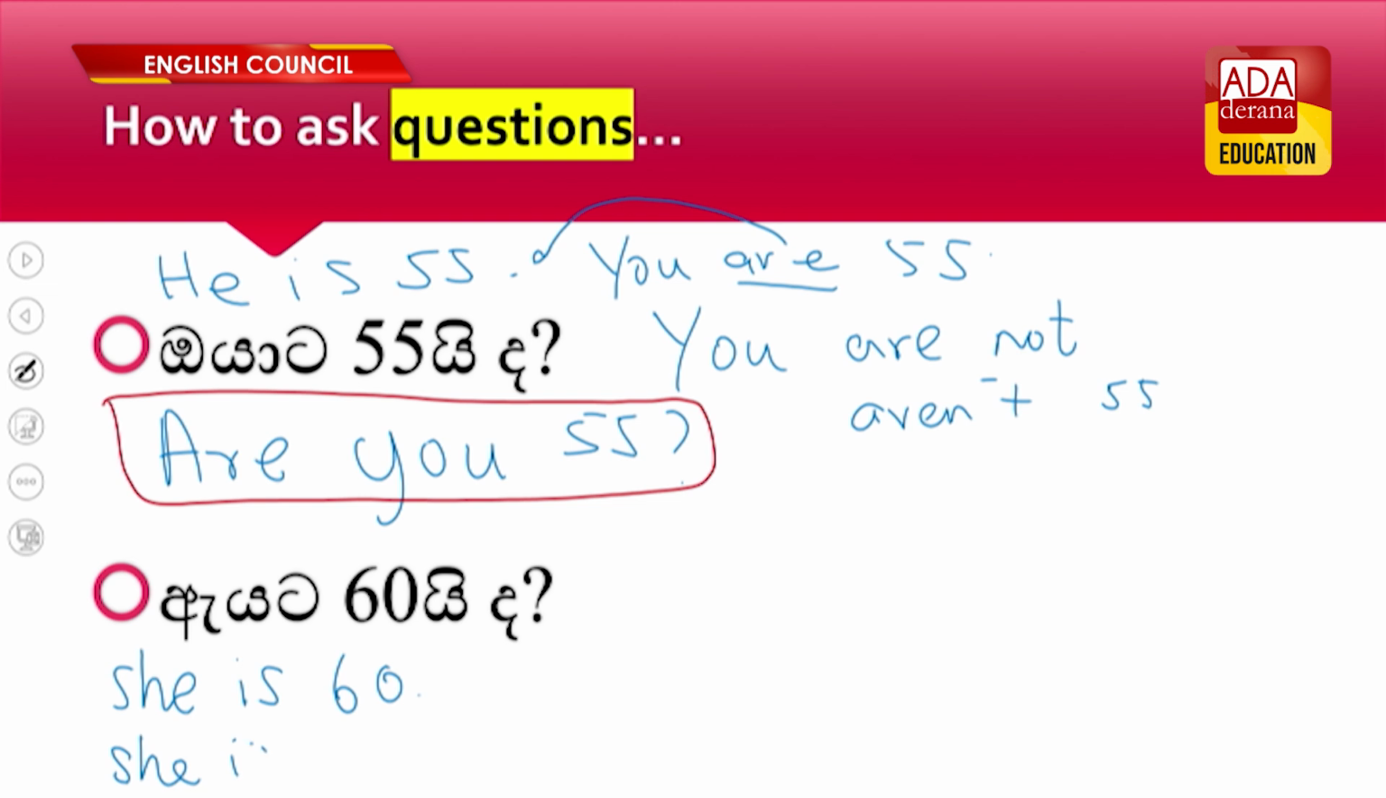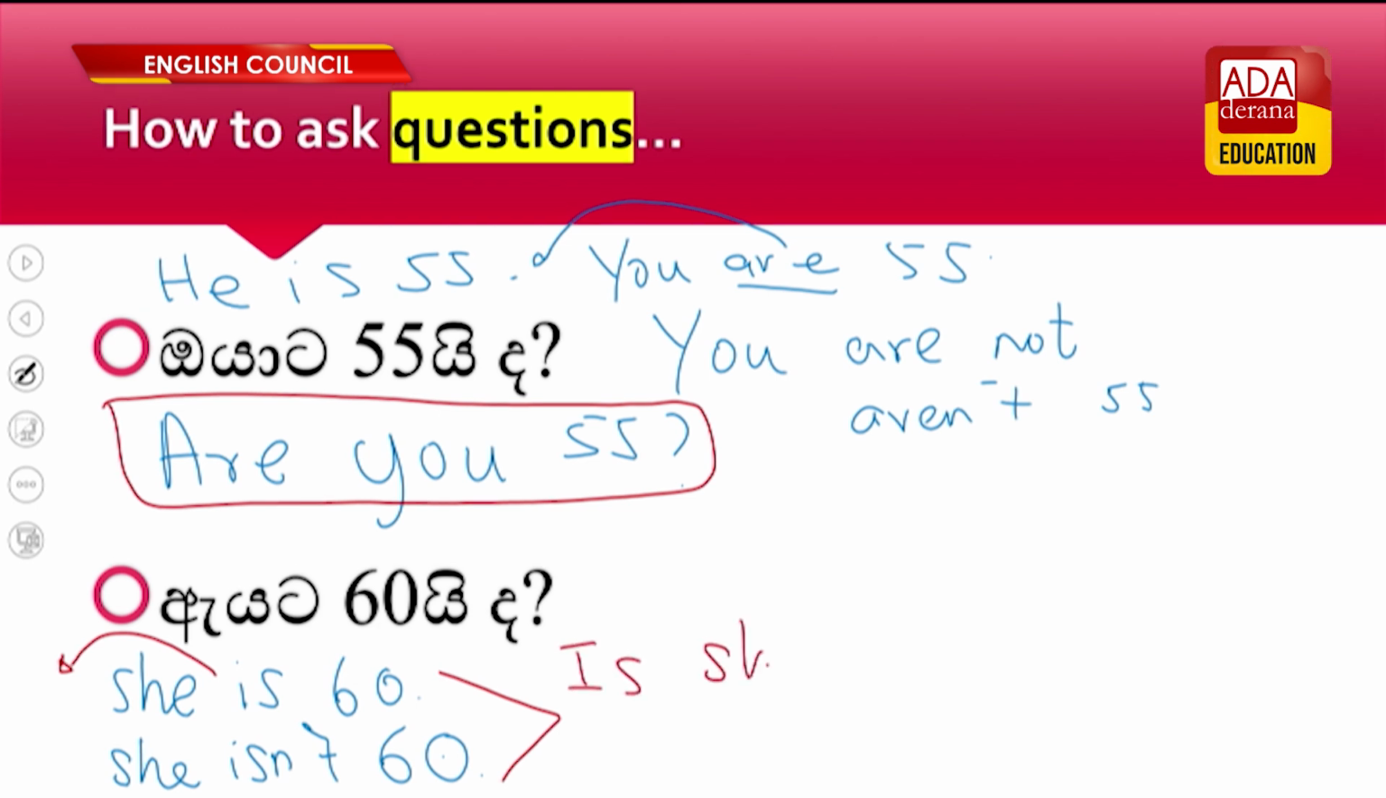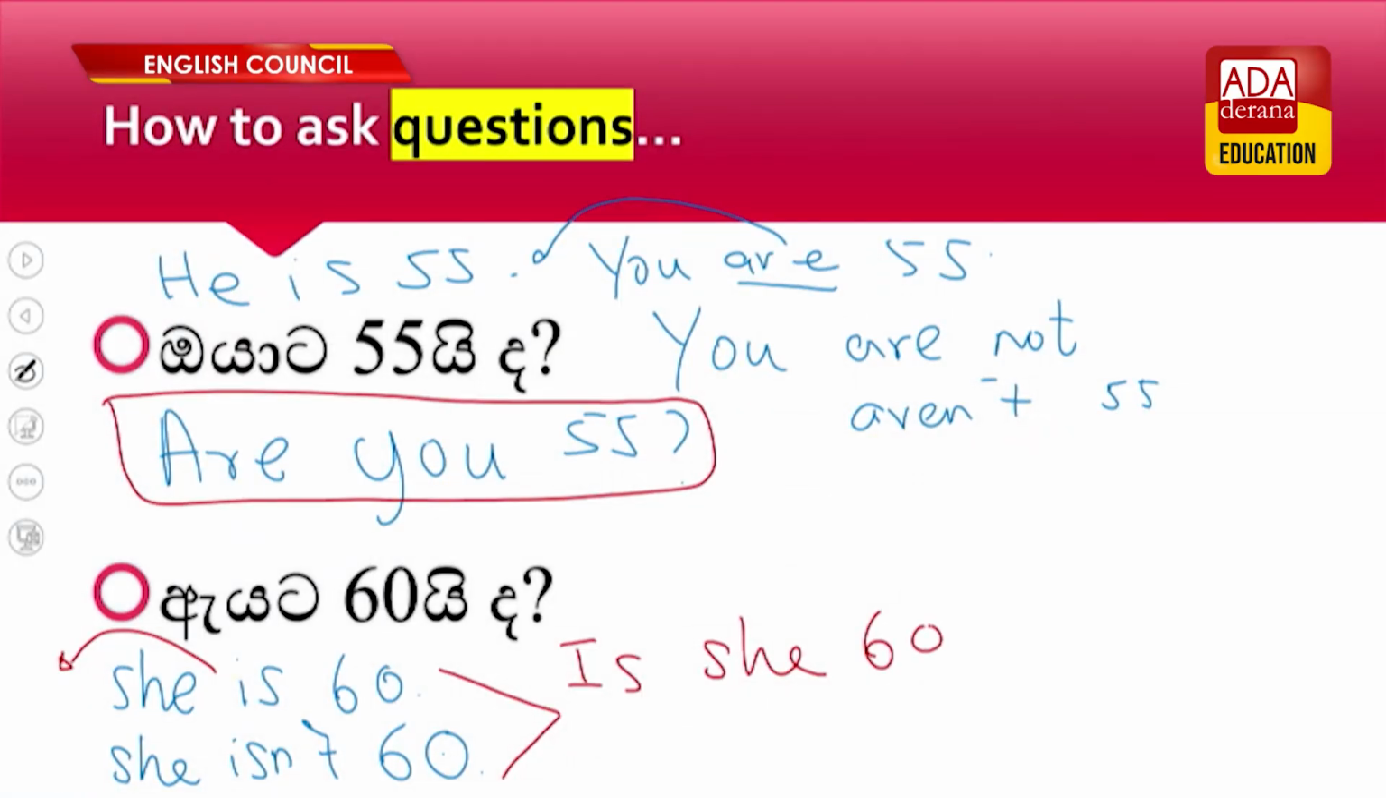මොකද්ද කියන්නේ මම? She isn't. Isn't කියලා කියන්නේ is not. මේ අපි ඔක්කොම ගිය සුමානේ කතා කරපු දේවල්. She is not 60. She isn't 60. ඔන්න දැන් අපි question එක අහන්නයි යන්නේ. Right? හරිම simple. අපි is එක ඉස්සරහට අර ගන්නවා. Is she 60? මෙන්න question එක.